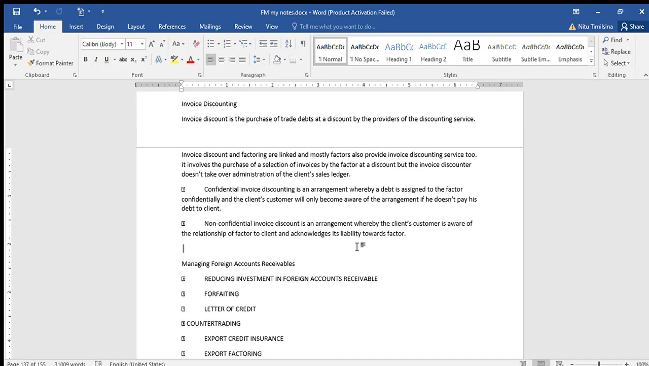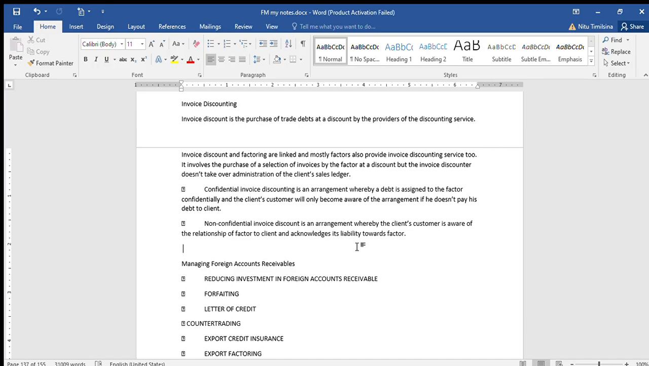It involves the purchase of a selection of invoices by the factor at a discount, but the invoice discounter doesn't take over administration of the client's sales ledger. Confidential invoice discounting is an arrangement whereby a debt is assigned to the factor confidentially, and a client's customer will only become aware of the arrangement if he doesn't pay his debt to the client.